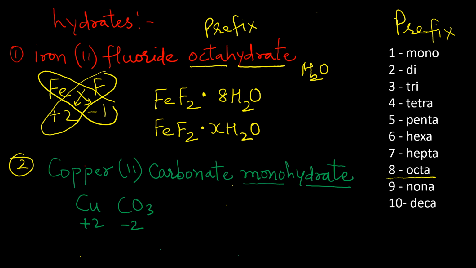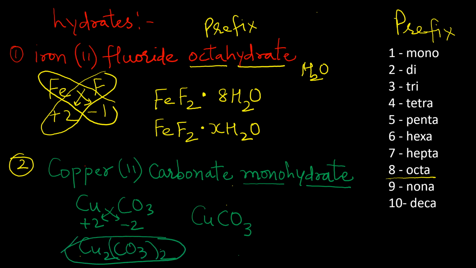So if you just follow the rules properly, don't forget we have to simplify into the simplest whole number ratio, because otherwise you will end up having copper 2 and carbonate 2, but we'll write it as copper carbonate because 2 and 2 get simplified. So we will not write it as this. This is wrong, right? We'll write it like this, copper carbonate.